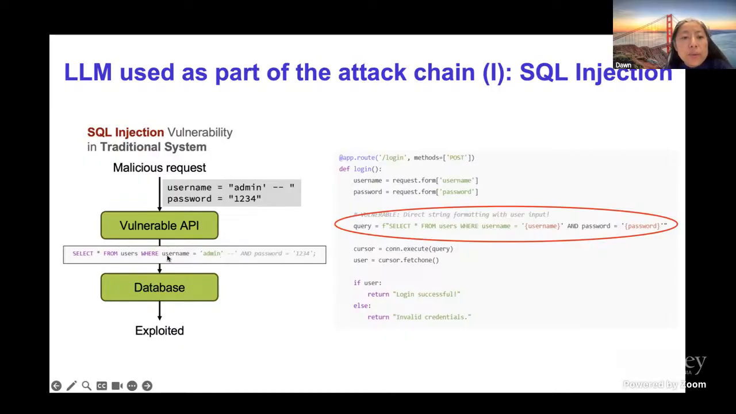Now, as you can see, the constructed SQL query is as follows. Essentially, it's constructing a SQL query where the username is admin and all the rest is commented out. Hence, when this SQL query is executed on the database, it runs as admin, which can get all the users' information from the table. So this is an example of a traditional SQL injection vulnerability in a traditional system.